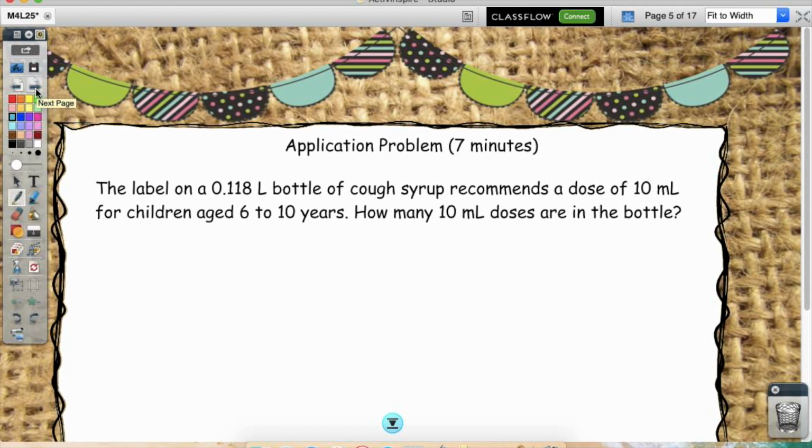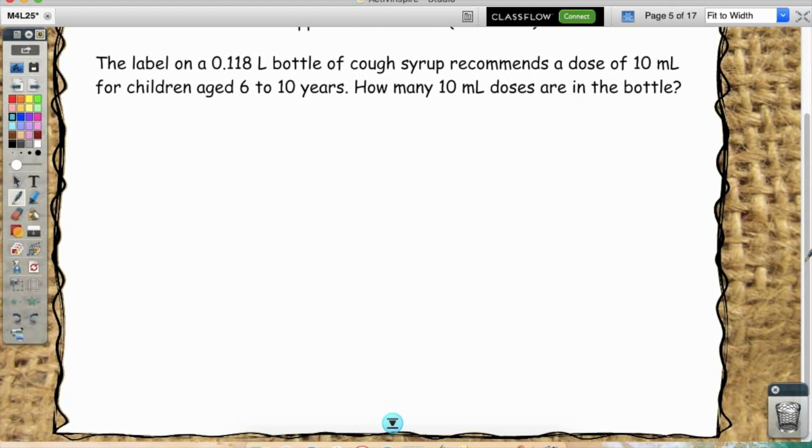This is a review. So go ahead and look at the application problem. Okay? And I'm going to read it, and then we're going to talk about what we need to do. So it says the label on a 1/8 liter bottle of cough syrup recommends a dose of 10 milliliters for children ages 6 to 10 years old. This part doesn't matter. They're trying to trick you into using numbers that you don't need to use. Doesn't matter how old the kid is, because the question is, how many 10 milliliter doses are in the bottle?